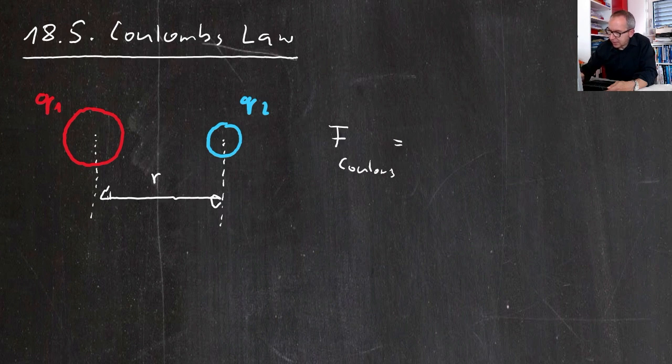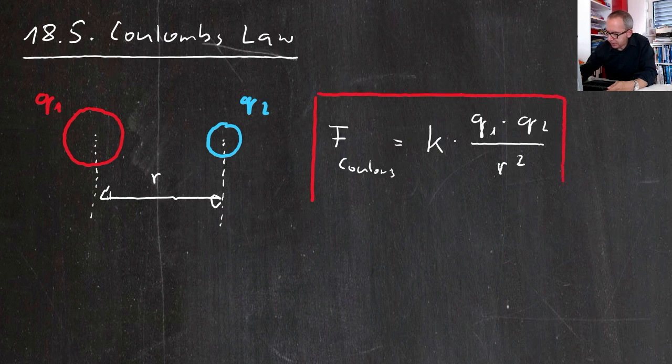And Coulomb's law then says that the force is proportional to Q1 times Q2 over this r squared. And there has to be some constant in between, some proportionality factor, which very often is given as a k. This is Coulomb's law, and it tells us how strong the forces are.